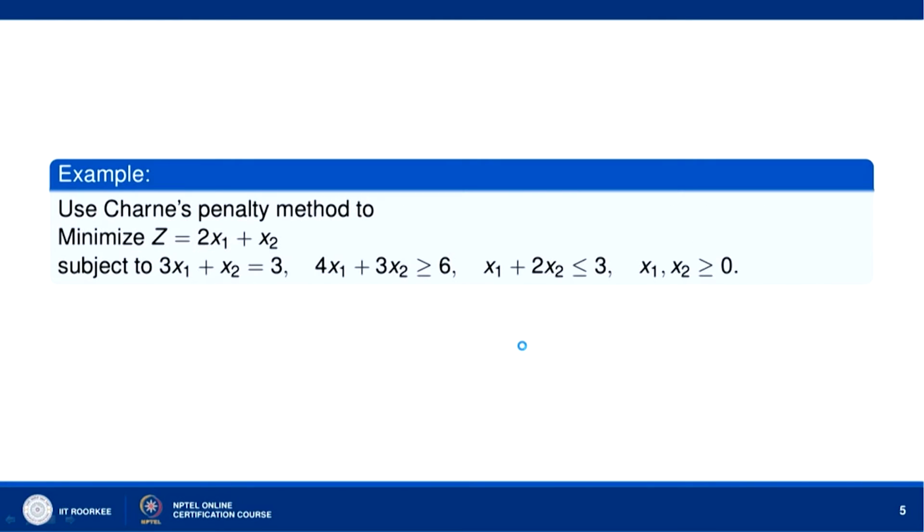Now, let us consider this example and solve it by using Charnes' method. Use Charnes' penalty method to minimize z equal to 2x1 plus x2 subject to 3x1 plus x2 equal to 3, 4x1 plus 3x2 greater than or equal to 6, x1 plus 2x2 less than or equal to 3, x1, x2 greater than or equal to 0.